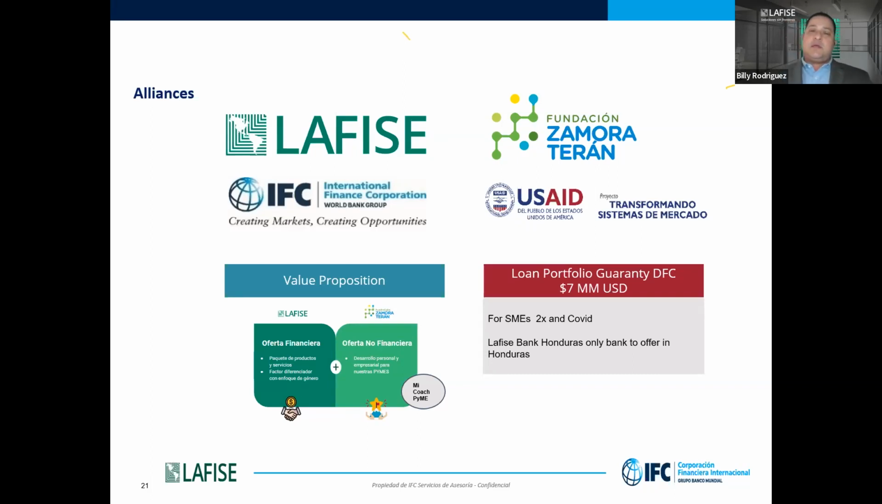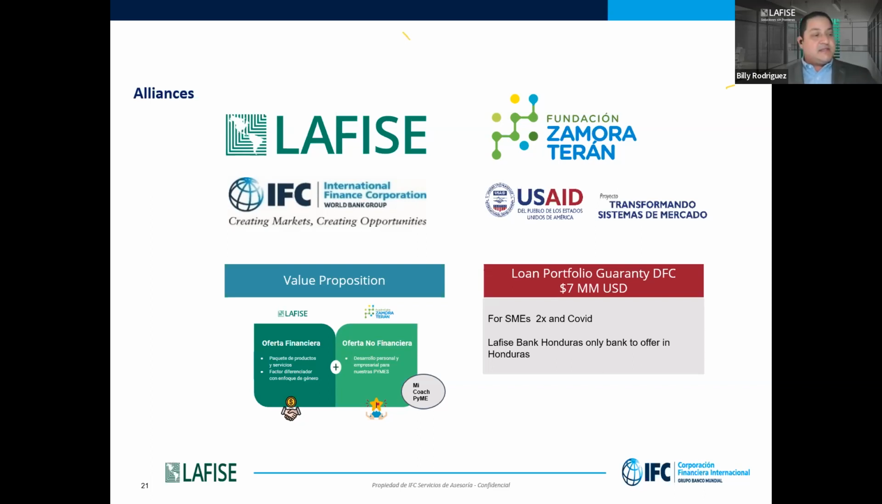When I'm talking collaterals, it's homes or assets that you can use as collateral. And then this loan portfolio guarantee for SMEs includes the 2X indicators and also COVID recovery. We're the only bank that has it in Honduras, and this allows us to utilize it for our loan portfolio to cover up to 50%. So that definitely opens up our credit committee to be more perceptive in the loans that we're bringing into the committee. So this is a very important part.